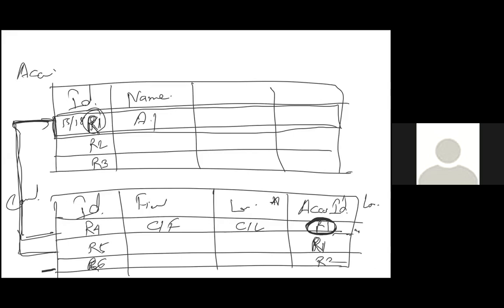Similarly, R2 will be connected to this one. This is C2 first name, C2 last name, and this is C3 first name, C3 last name. C3 is now connected to R2. This is account 2. This is how we see that. We'll see this in detail. Let's see that.